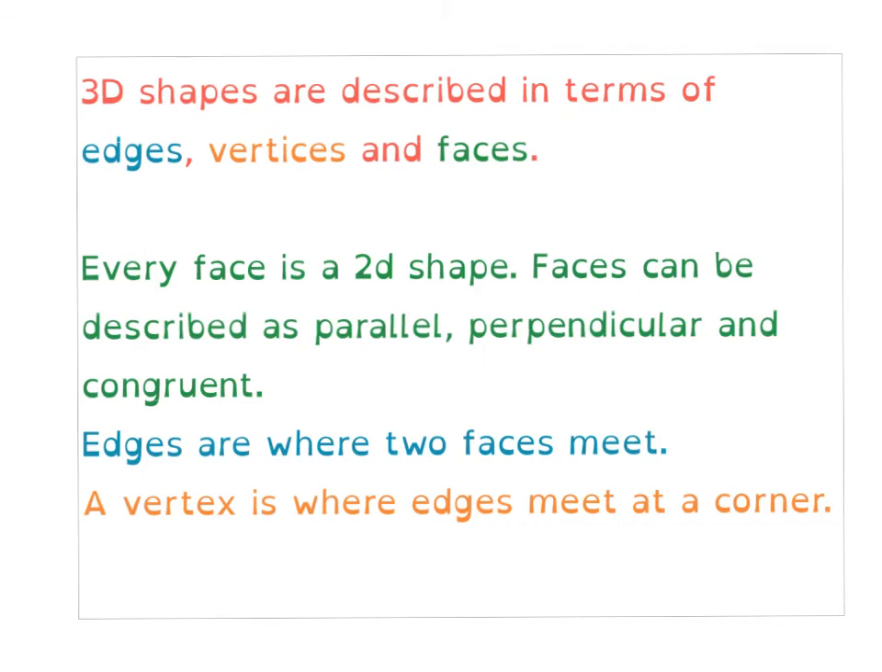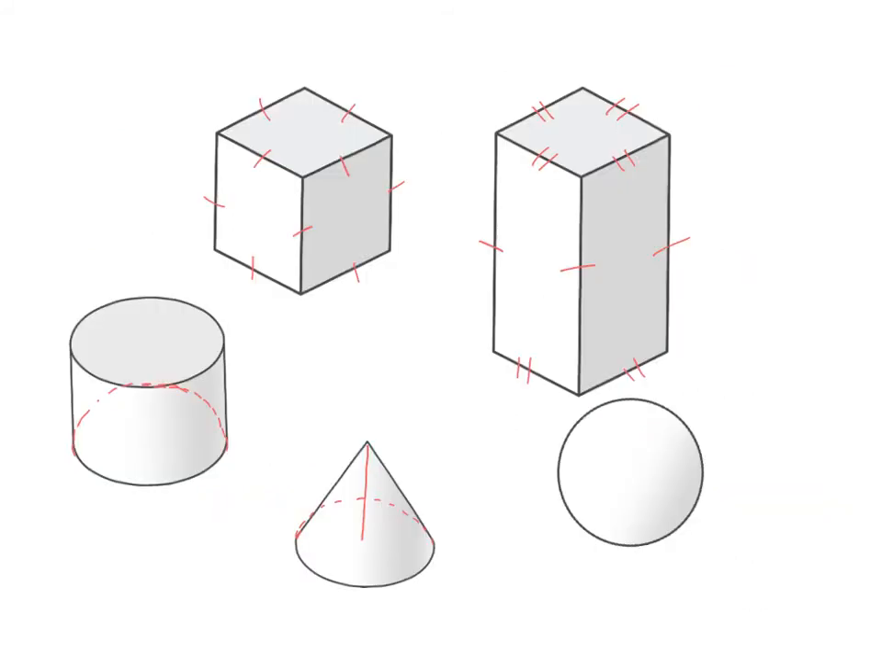is a 2D shape. And those faces can be described as being parallel to each other, perpendicular to each other, and congruent. Congruent means that they are exactly the same size, have the same properties, and if you put one on top of the other, they would fill exactly the same space. The edges are where two faces meet, and a vertex is where edges meet at a corner.